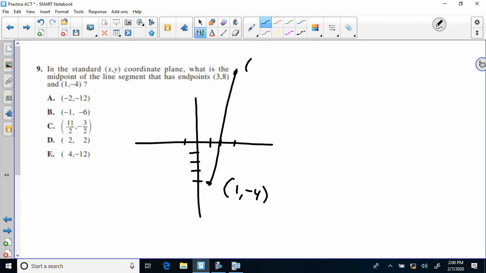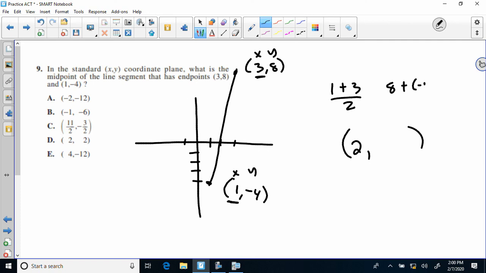But to find the middle of anything is finding the average, which is adding them together and dividing in half. So all you have to do is add your x's. So I'd have to add the 1 + 3 because this is my x and my y, this is my x and my y. We're adding x's, the 1 and 3, and then divide them in half. So 1 + 3 is 4, divided in half is 2, and then you add your y's, 8 and -4, so I'd add 8 plus your -4 divided in half. So 8 plus -4 is 4, divided in half is 2, and that is my ordered pair of my middle.